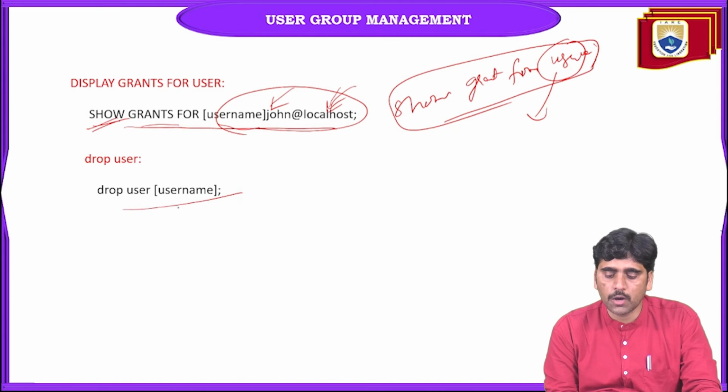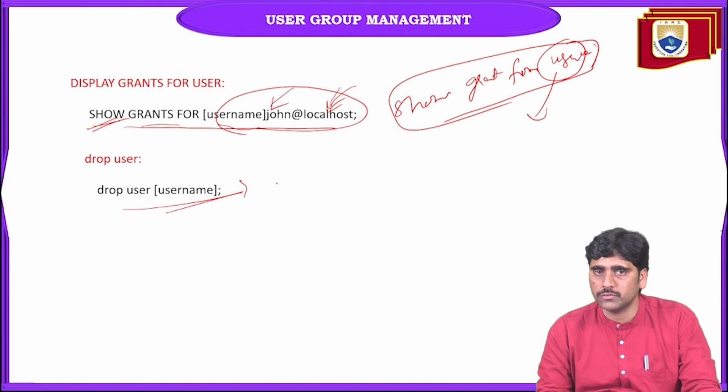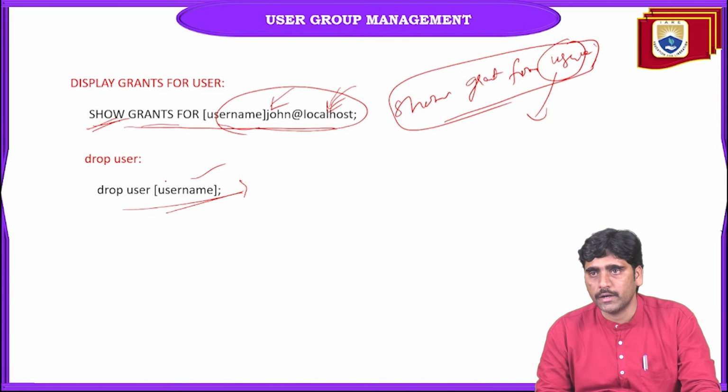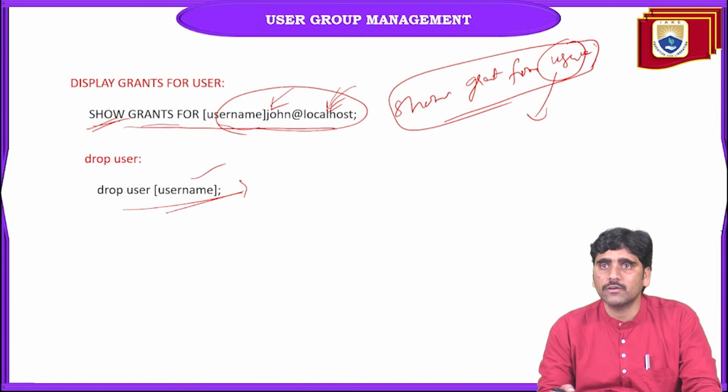And lastly, drop user. So how can we drop the user? Simply we can use this command: DROP USER username. By mentioning the username, the user will be dropped by this drop command, right? So this is the way you can apply the drop command to the user.